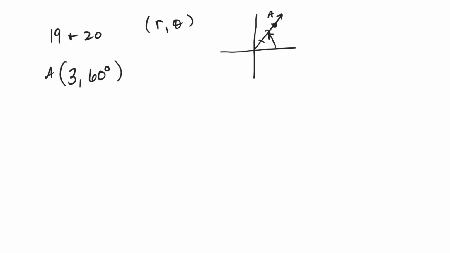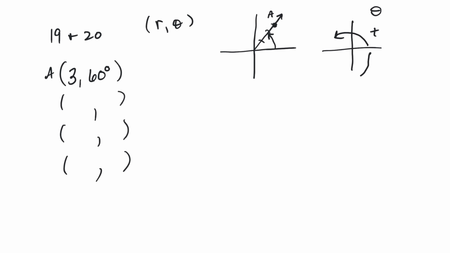There are 3 other representations of this same exact point. What I mean by that is there are 4 ways to describe a point using r and theta. A bit of information about theta: if you go around this direction, you generate positive angles. If you go around this direction, you're going to have negative angle measures, okay?